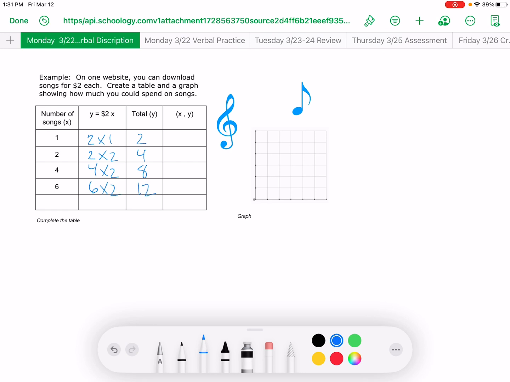Now I'm going to build my ordered pairs. I'm going to do parentheses. My x is 1 and my y is 2. 2 and 4, 4 and 8, and 6 and 12. Our x is songs. Our independent is songs. Our y and our dependent is going to be the cost.